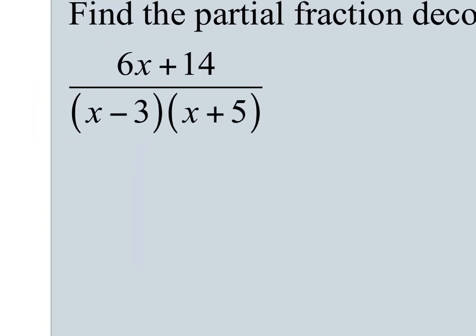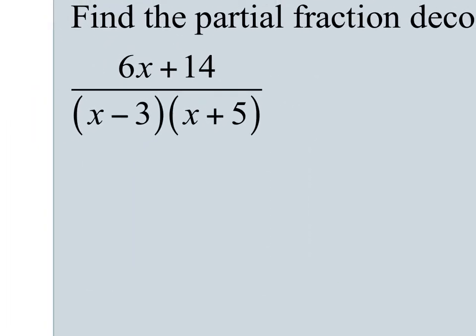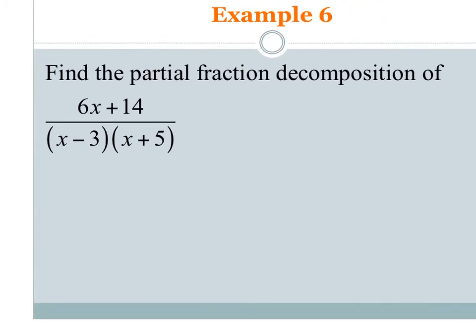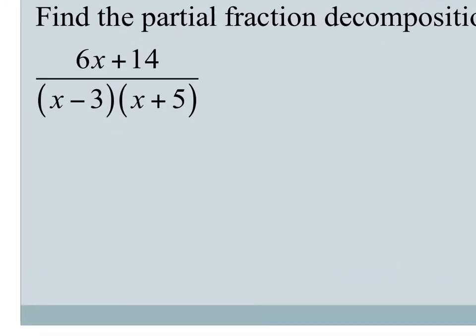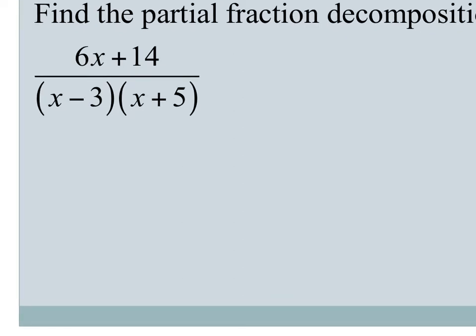Okay, so 16x plus 14 over x minus 3 times x plus 5. The directions say find the partial fraction decomposition of this. So our goal here is to figure out what fractions, when added together, would give me this value. Do I have to factor it? It's already factored, right? So I would say that this equals A over x minus 3 plus B over x plus 5.